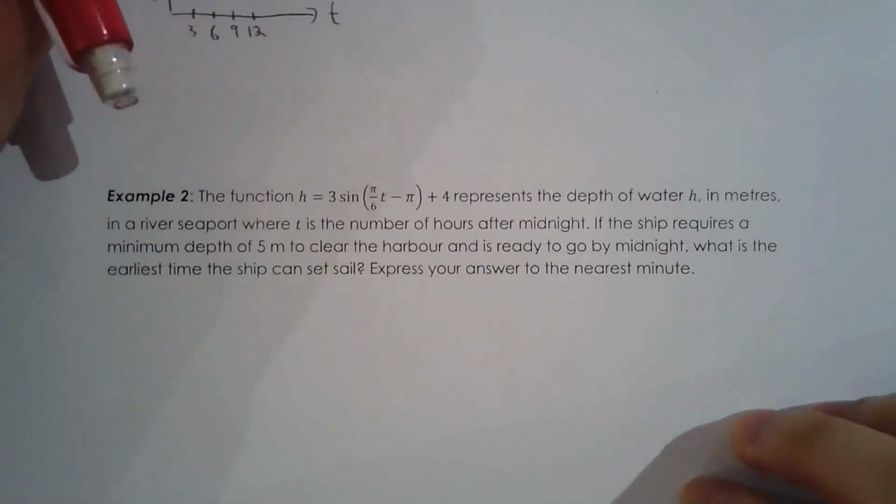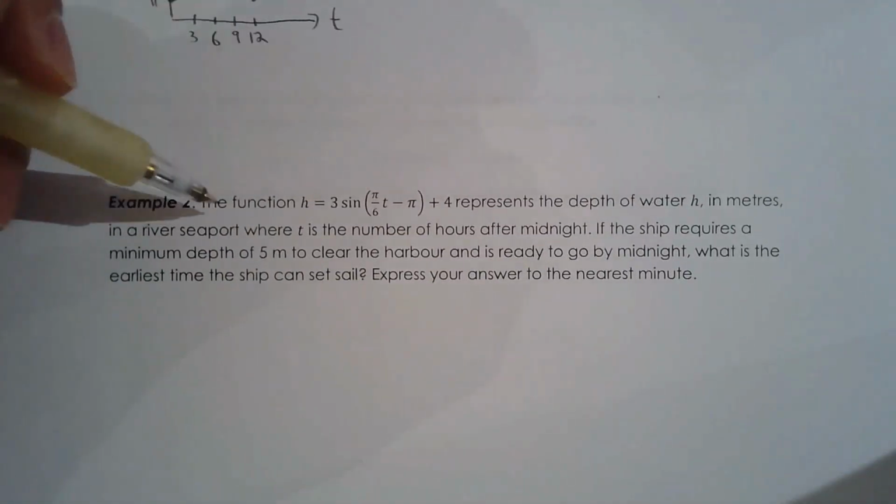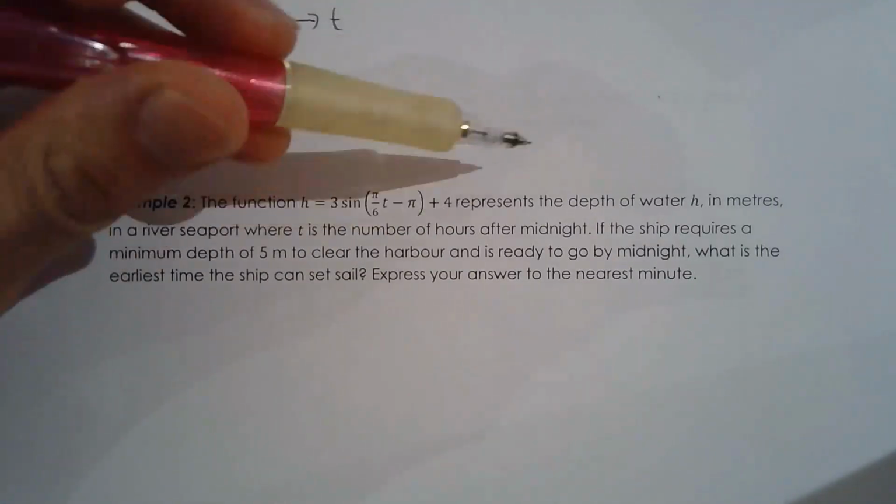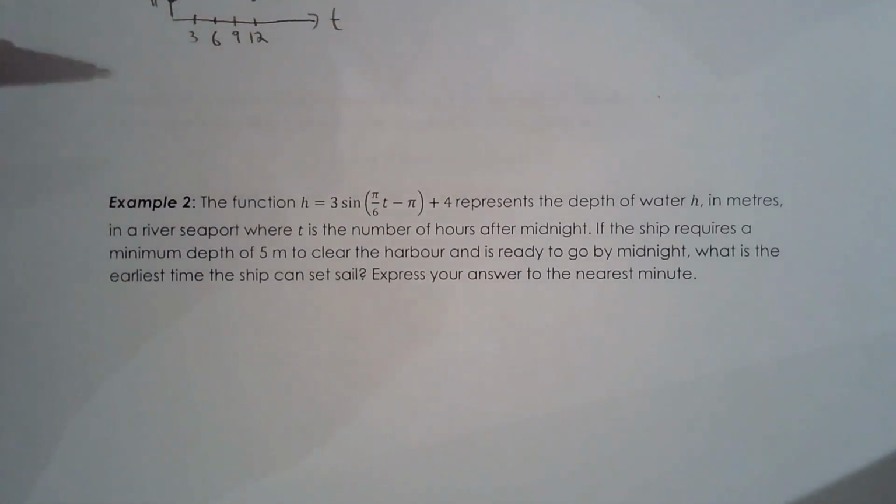So for example 2 here, the function h equals this represents the depth of water h in meters in a river seaport where t is the number of hours after midnight. If the ship requires a minimum depth of 5 meters to clear the harbor and is ready to go by midnight, what is the earliest time the ship can set sail? Express your answer to the nearest minute.